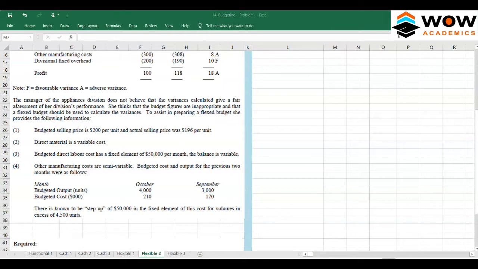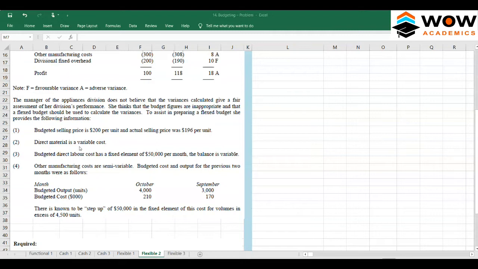So the manager of the appliances division does not believe that the variances calculated give a fair assessment of her division's performance. She thinks that the budget figures are inappropriate and that a flexed budget should be used to calculate the variances. To assist in preparing a flexed budget, she provides the following information. Selling price: budgeted selling price per unit is 200 and actual selling price was 196.